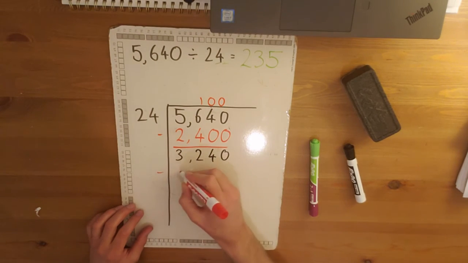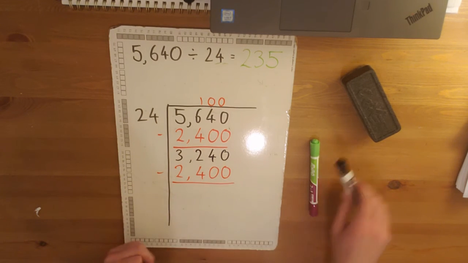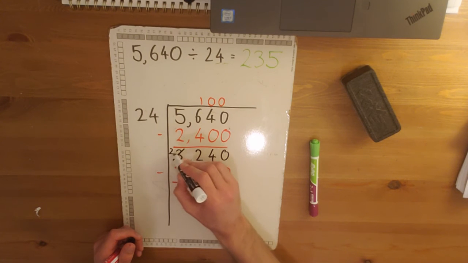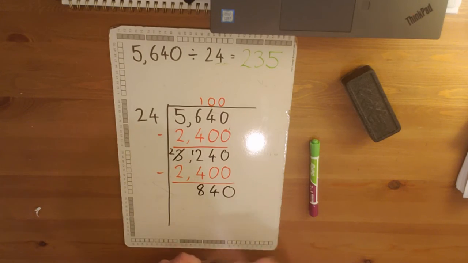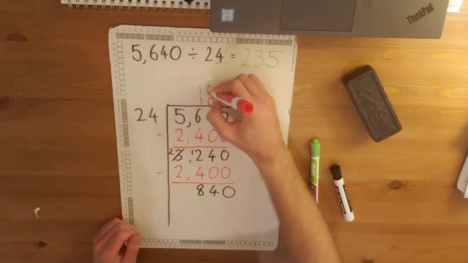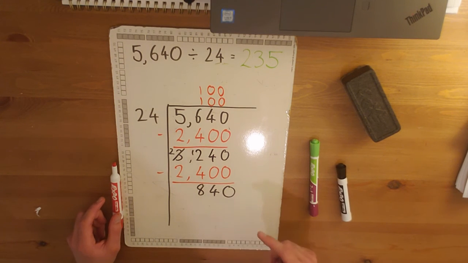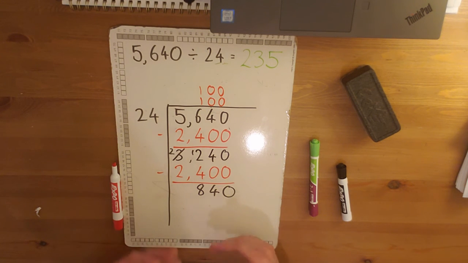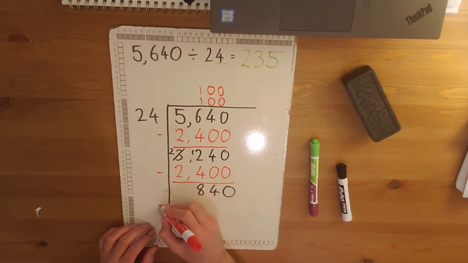If I take another 100 lots of 24, four from 12 is 8. I'm left with 840. Now you might remember that from last time. So I've got my 100 lots there. And again, I remember that 3 lots of 24 is 720, so I could subtract that. But again, if you want to take away 2 lots or 1 lot or whatever it is that works, that's absolutely fine. I'm just going to kind of speed through, partly because I'm worried about running out of space.